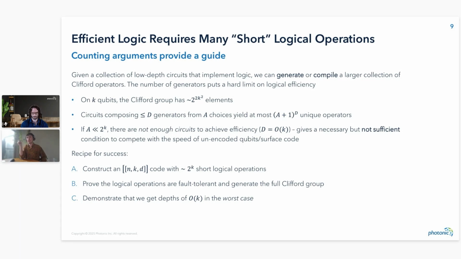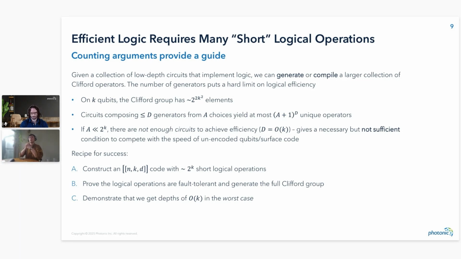If we think about k logical qubits, the Clifford group has 2 to the 2k squared elements. So if we think about stringing together choices from our bag of logical generators, strings of up to length d, we're going to yield at most (A+1)^d unique operators. So it falls out pretty easily then that if A is not growing exponentially in the number of logical qubits, we simply won't have enough generators to achieve efficient compilation. So here, d being order k.